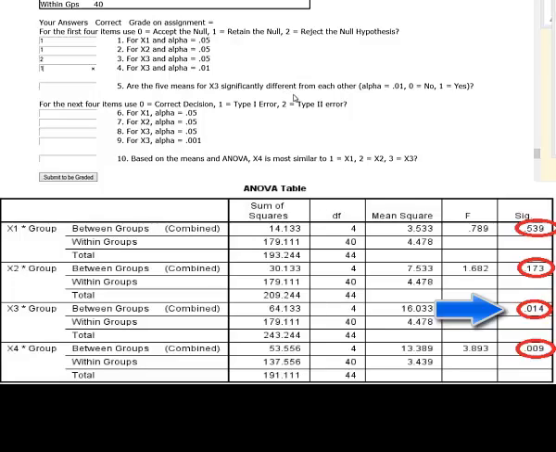For number 5, are the 5 means for x3 significantly different from each other? Alpha equals 0.01. 0 is a no and 1 is a yes. Well, that answer will always be the same as number 4. Here we retain the null, so we say that we did not find statistically significant differences between our means. Therefore, we will answer 0.